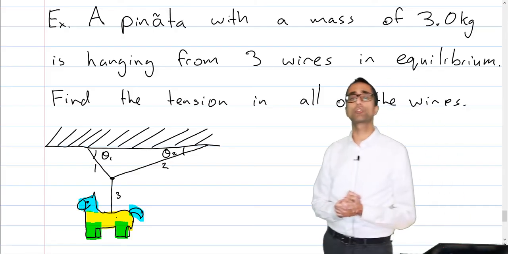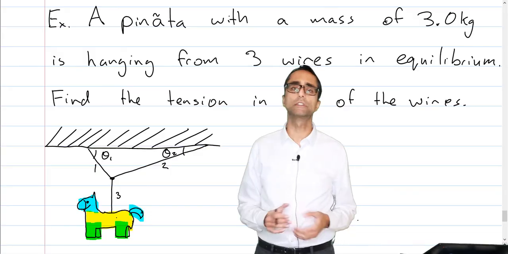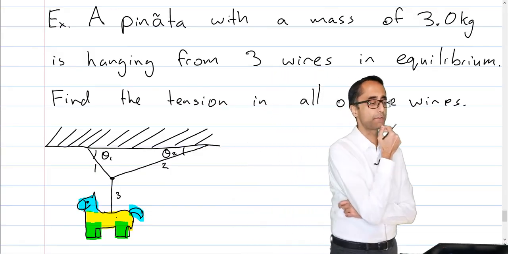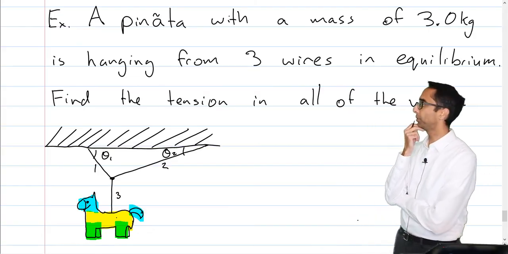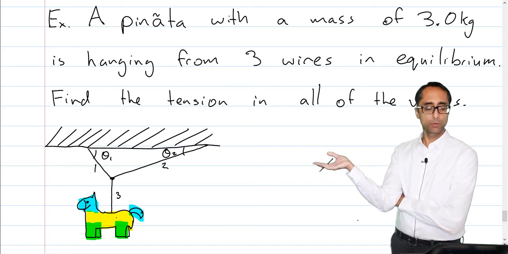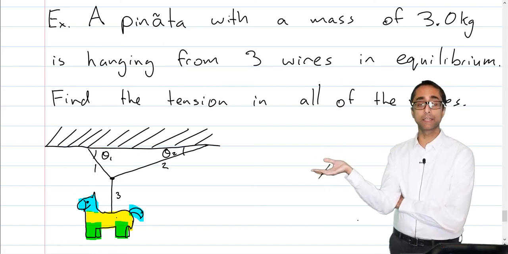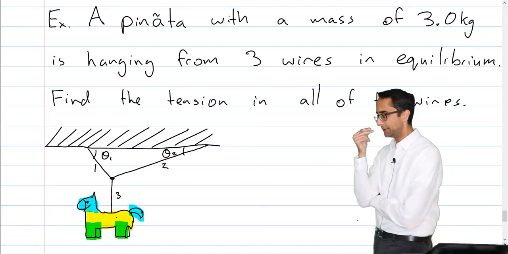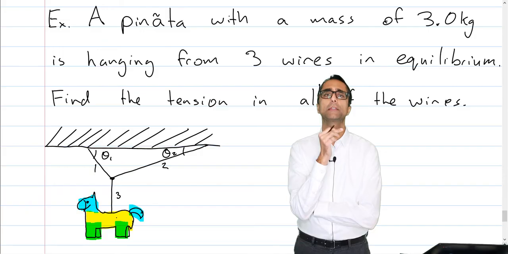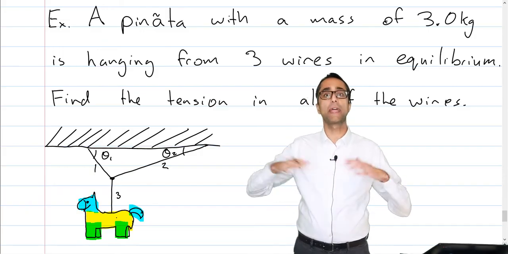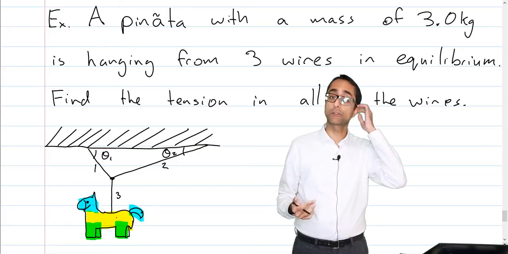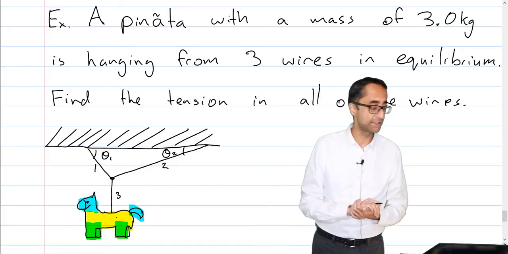Okay, and so now let's try our very first difficult example of forces. In this problem, we have ourselves a piñata of mass 3.0 kilograms hanging from 3 wires in equilibrium. And the question is asking us to find the tension in all of the wires. Now, what do we mean by equilibrium, first of all? Equilibrium means that everything is balanced. Forces are balanced, resulting in no acceleration, in fact, no motion at all in this case.